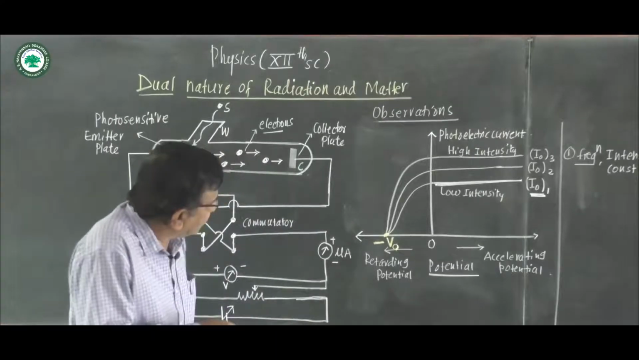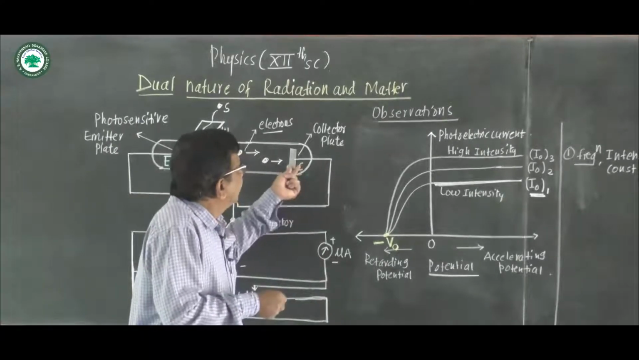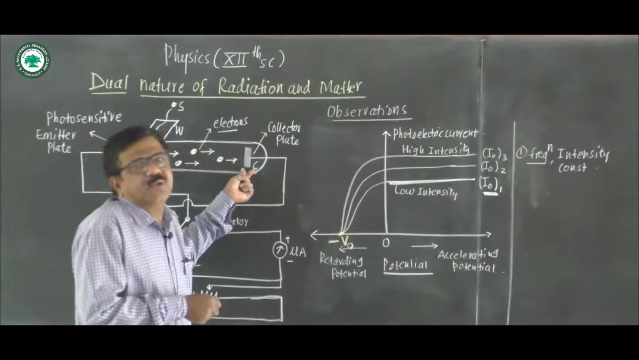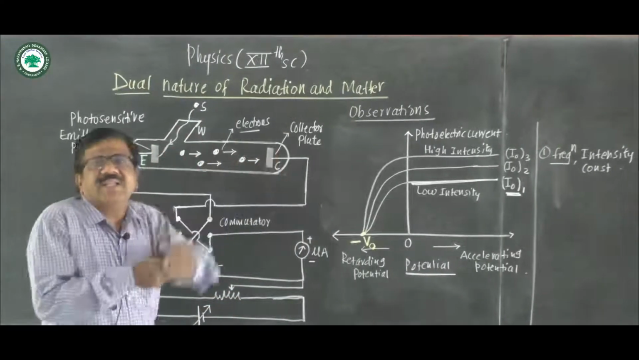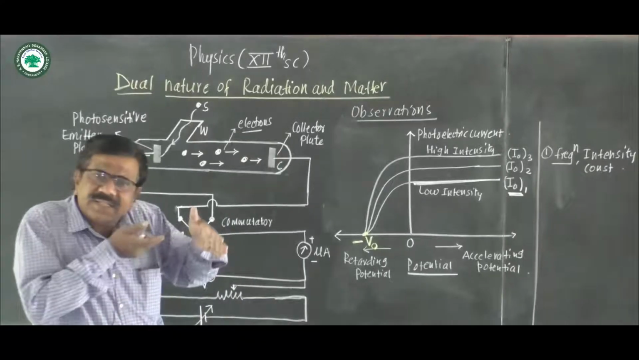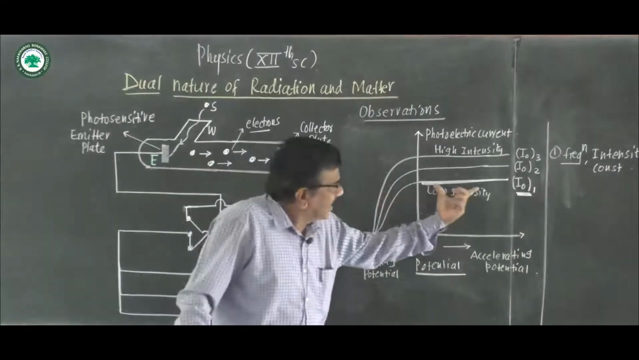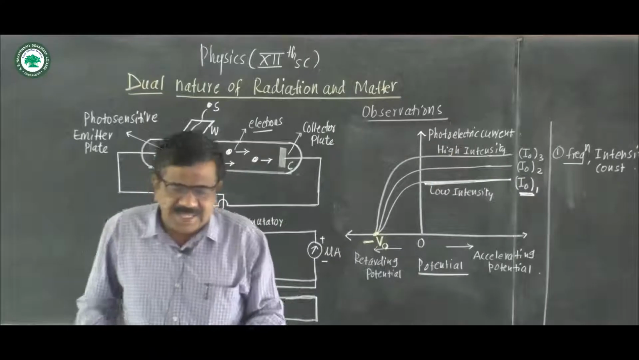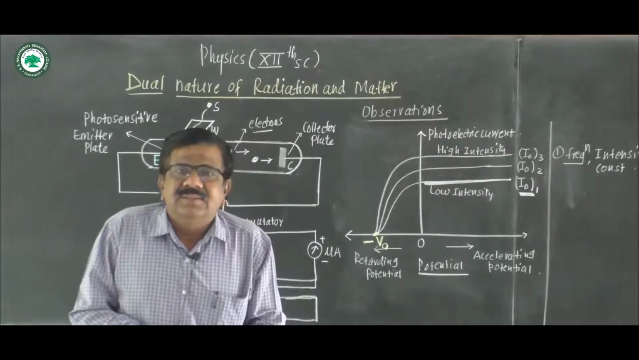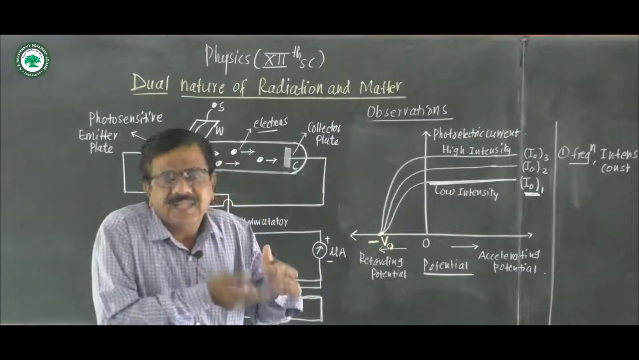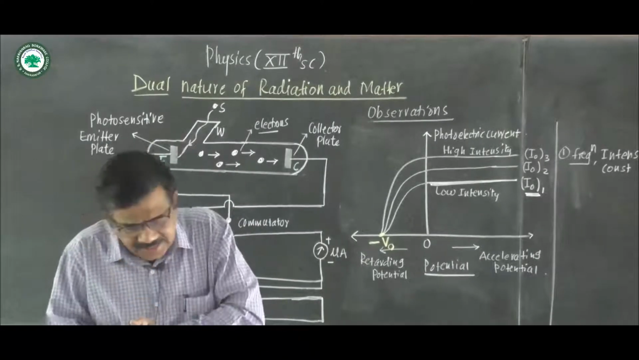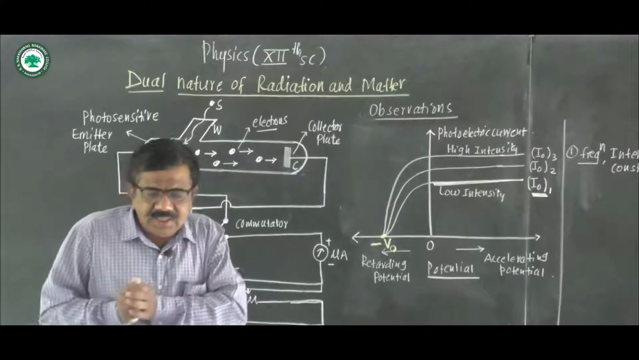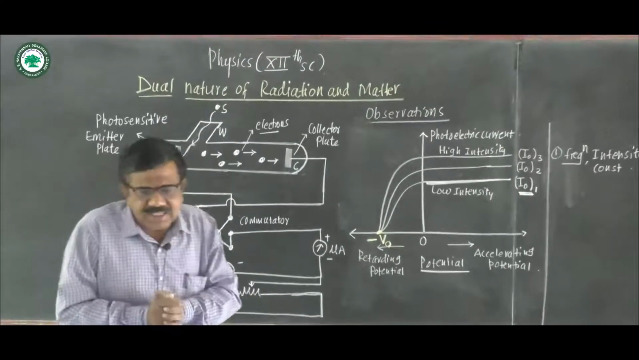Once the saturation current is reached, even if this positive potential is increased, already all the electrons are collected by the collector, so the photoelectric current remains constant at this value, and we call it the saturation current. The maximum value of that current is called the saturation current, and this saturation current depends on intensity of incident radiation.